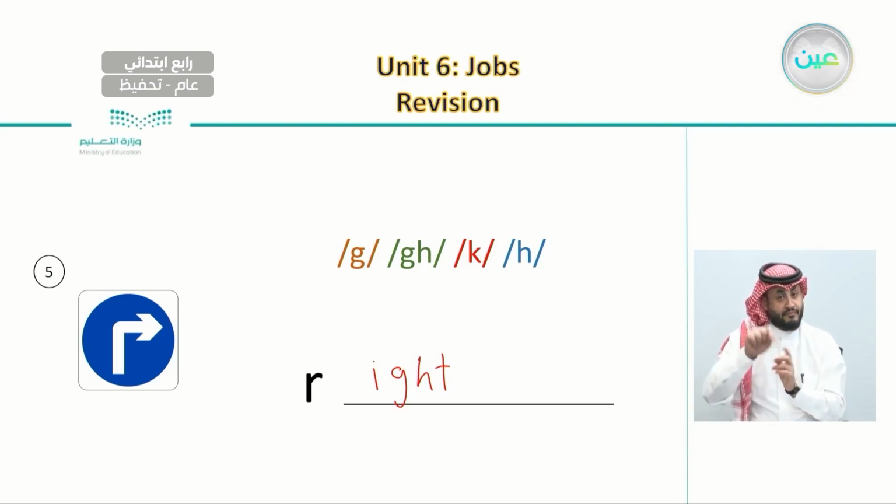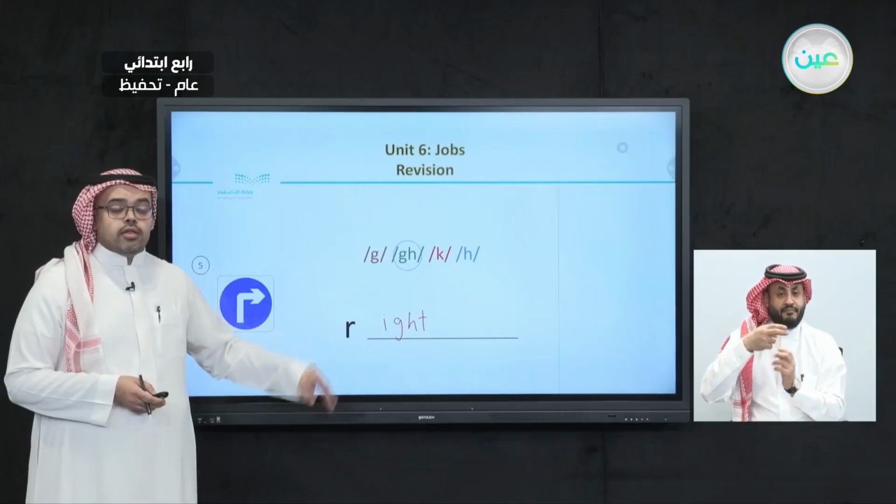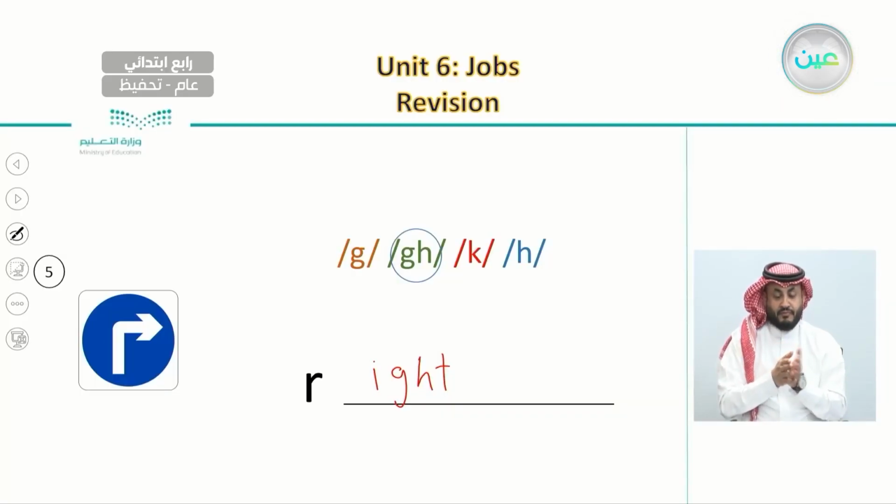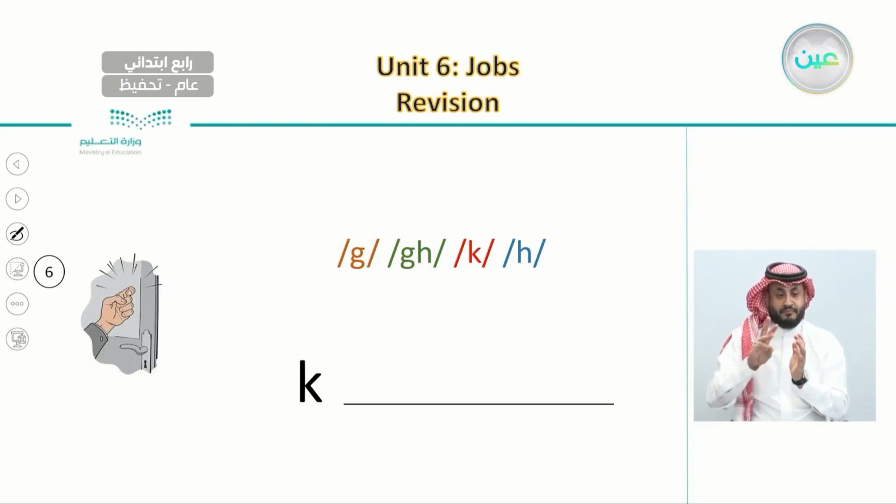Of course, they are G and H. These are the silent letters in the word right. And now we move to number 6. So have a look at this picture. What do you think this move means? As we learned last time, it means knock.